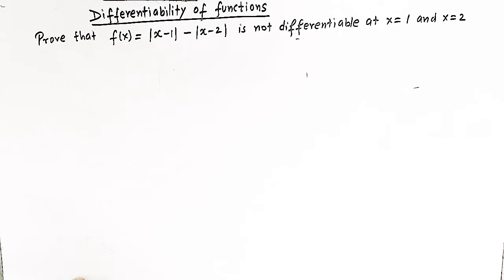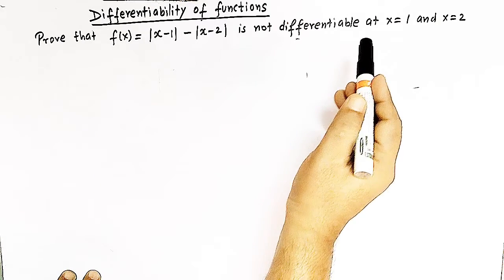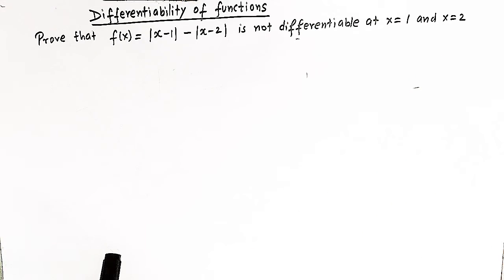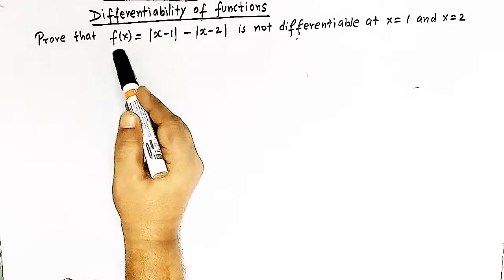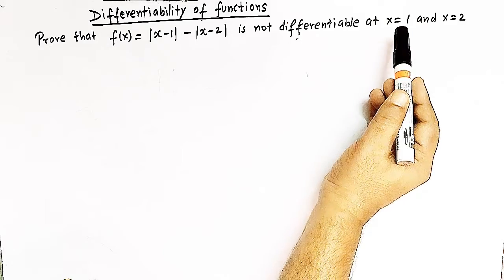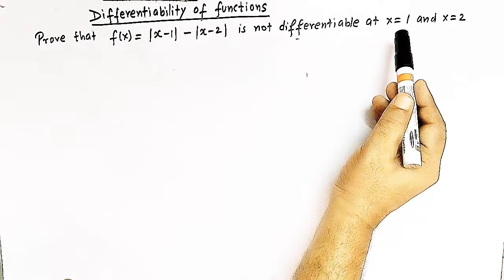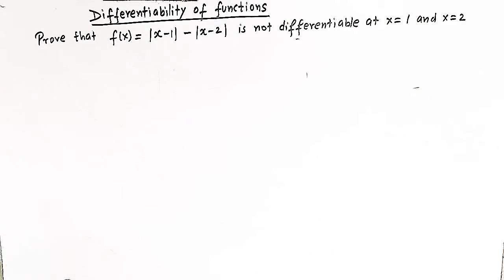So here we'll prove that this function is not differentiable at these 2 points with the help of the concept of right hand derivative and left hand derivative, right? So we'll find out the right hand derivative and left hand derivative for this function f of x at x is equal to 1, and then for x is equal to 2, and then we'll conclude that this function is not differentiable. Now let us start.